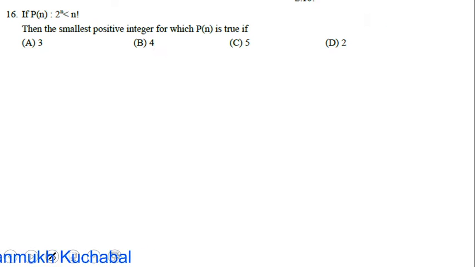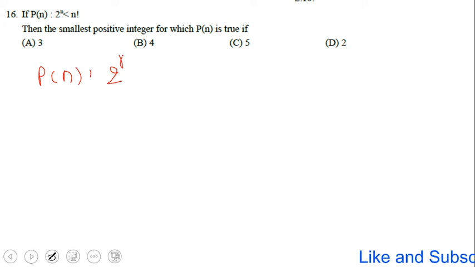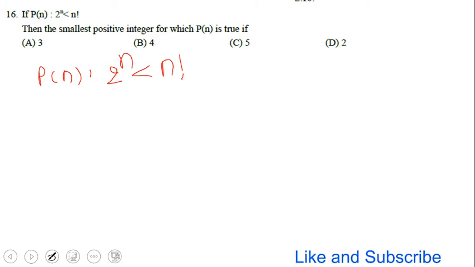Okay, we'll move to our next example. The question is: it is given that P(n) is such that 2 raised to n is less than n factorial.